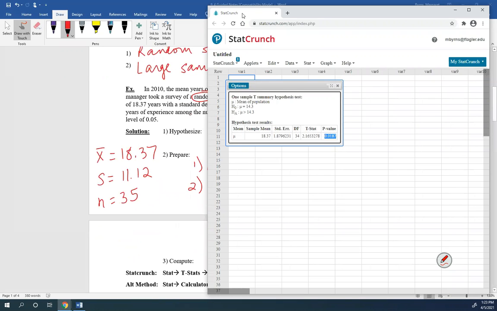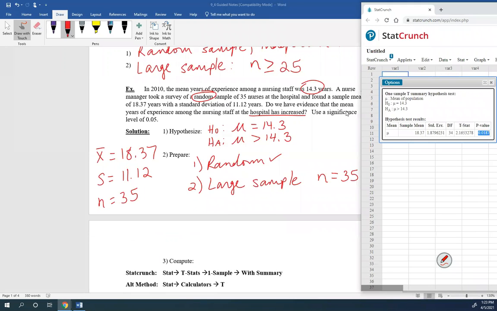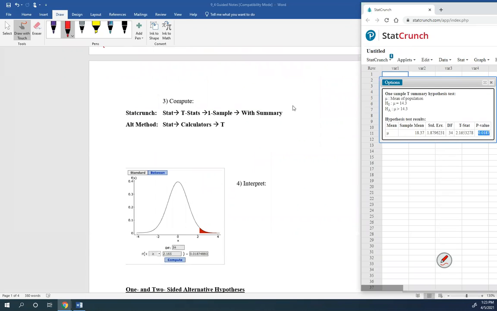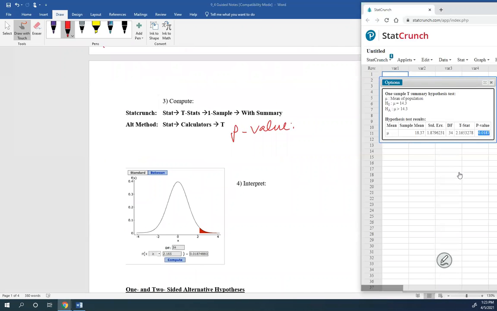Now, just like we did back in chapter 8, we're going to compare that p-value to our significance level. Our significance level, alpha, in this case, is 5%. Remember, we can always use 5% if they don't give us one. So I'm just going to use that p-value of 0.0187, and I'm going to compare it to that 5%. All right, so what does that mean? Let's write some things down here. So our p-value from StatCrunch, pull that up again, our p-value was 0.0187.